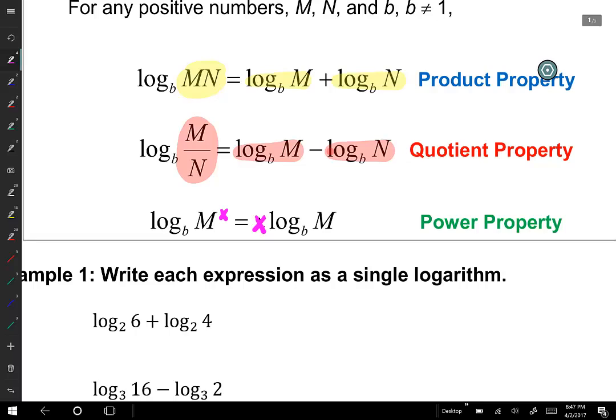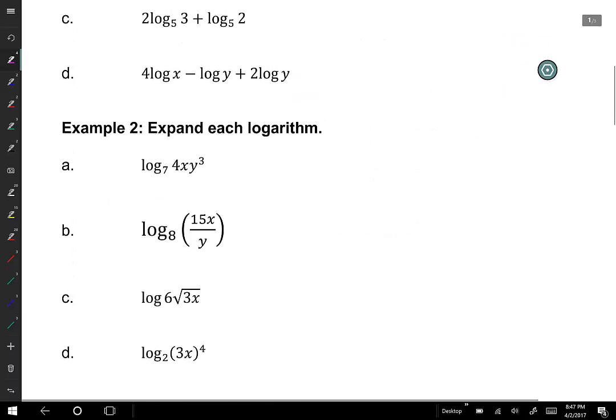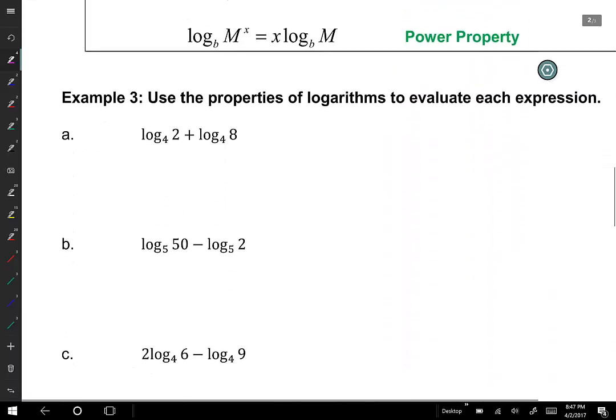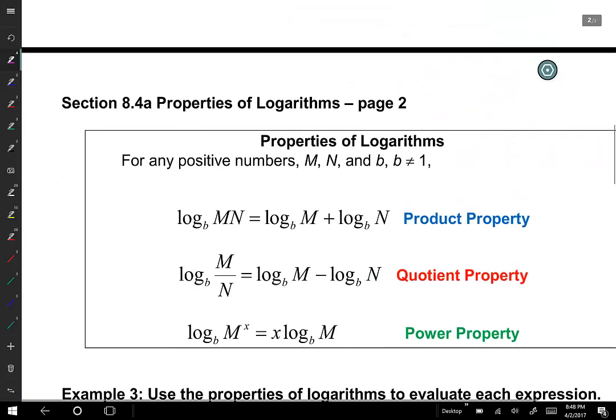So we're going to do three different types of examples in overview. First, we're going to take multiple logarithms and combine them into one. Second, we're going to take a single logarithm and spread it out and expand it. And then thirdly, we're going to use those properties to take multiple logarithms, combine them into one, and then evaluate it using our logarithm ideas that we learned at the beginning of the chapter.